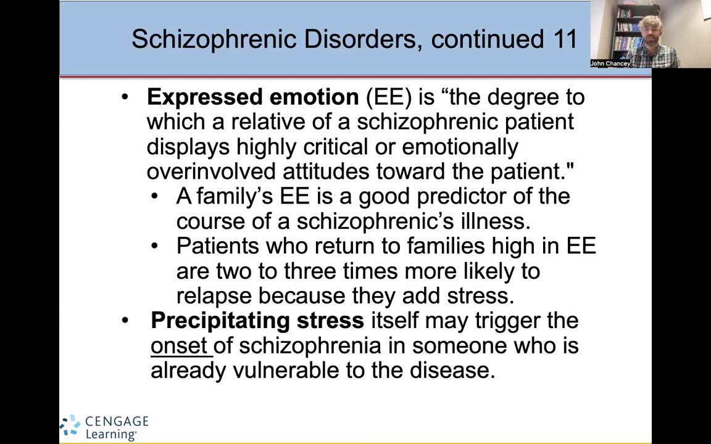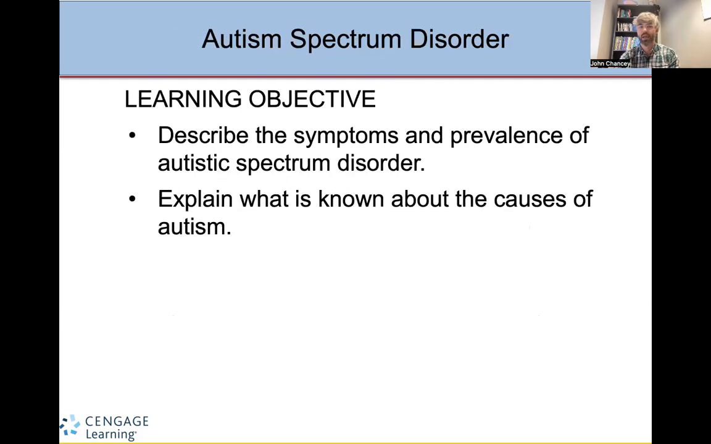These precipitating stresses might trigger, or keep triggering, more episodes in someone who's already vulnerable to the disease. Again, stress goes hand in hand with mental illness. So anytime you add more stress to the equation, you're just making things not easier for sure.